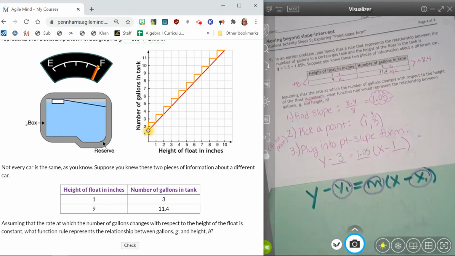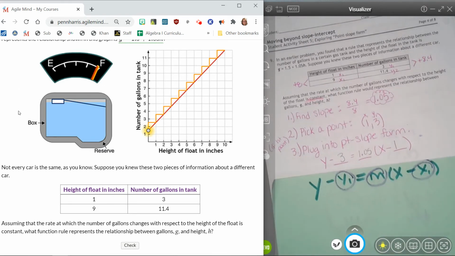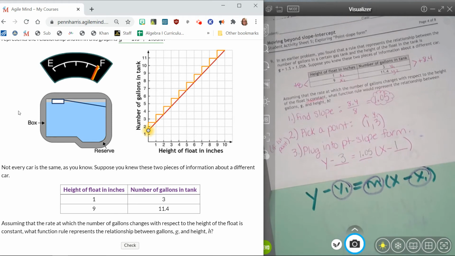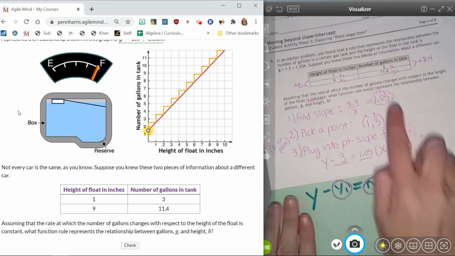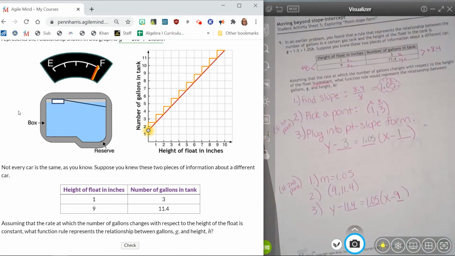So that's it, guys. This is the equation right there. Now, they want to know if you had chosen to use the other point. So say you had chosen to use the point (9, 11.4), which is fine. This is the equation you get. It's the same exact idea. We just put the 9 in the x spot and the 11.4 in the y spot.